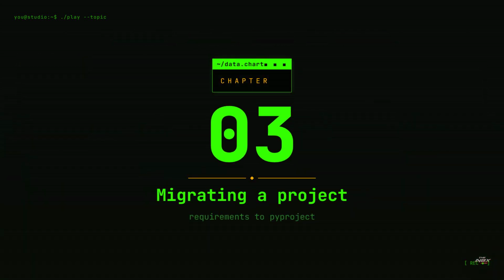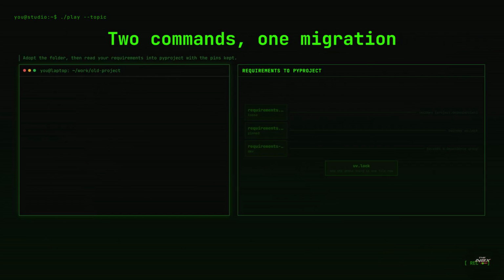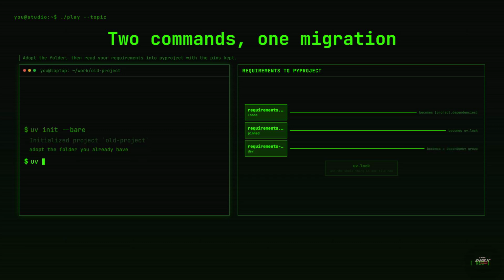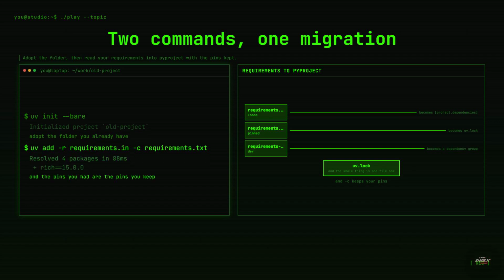Now the migration itself, which is genuinely two commands. Run UV init on the folder you already have, then UV add -r pointing at your requirements file. UV reads every line and writes each one into pyproject properly. Point -c at your pinned file as well, and UV keeps the exact versions you were already running, because a migration that changes your versions isn't a migration, it's an upgrade in disguise.